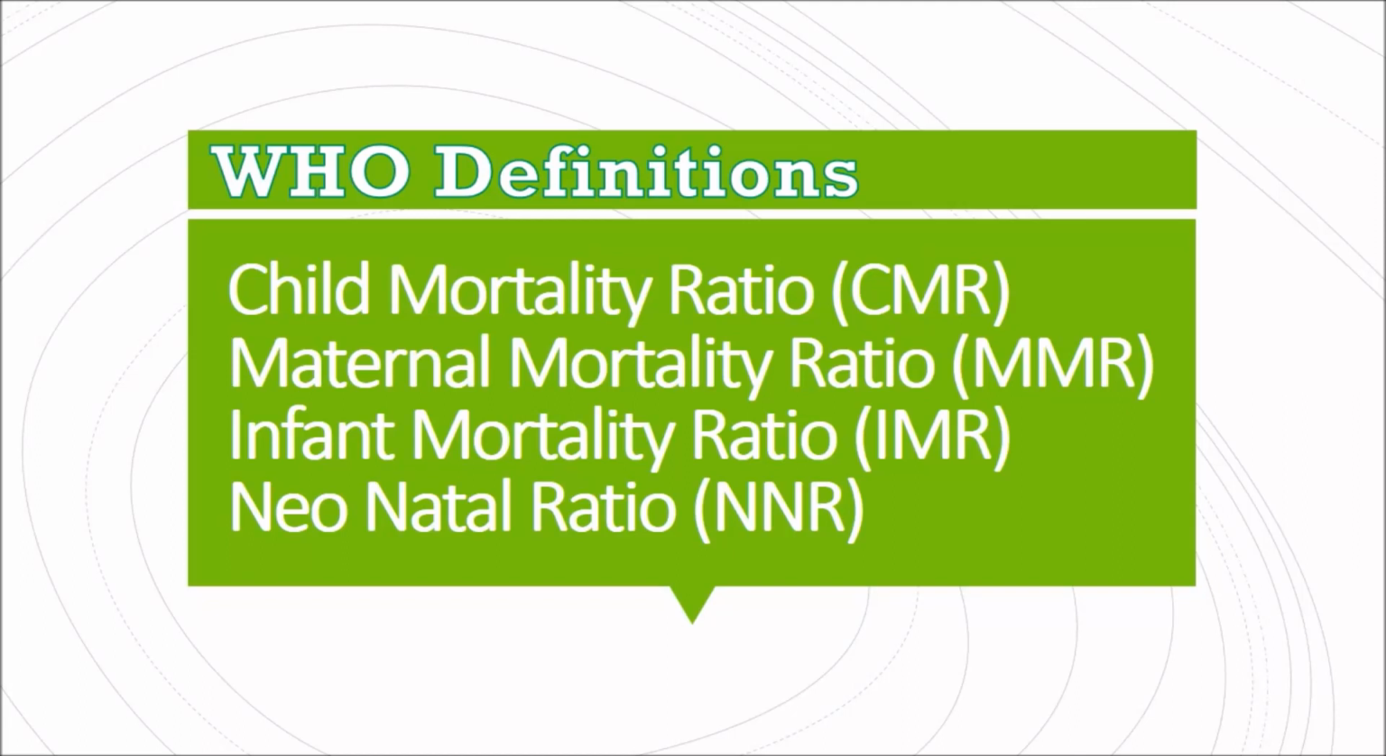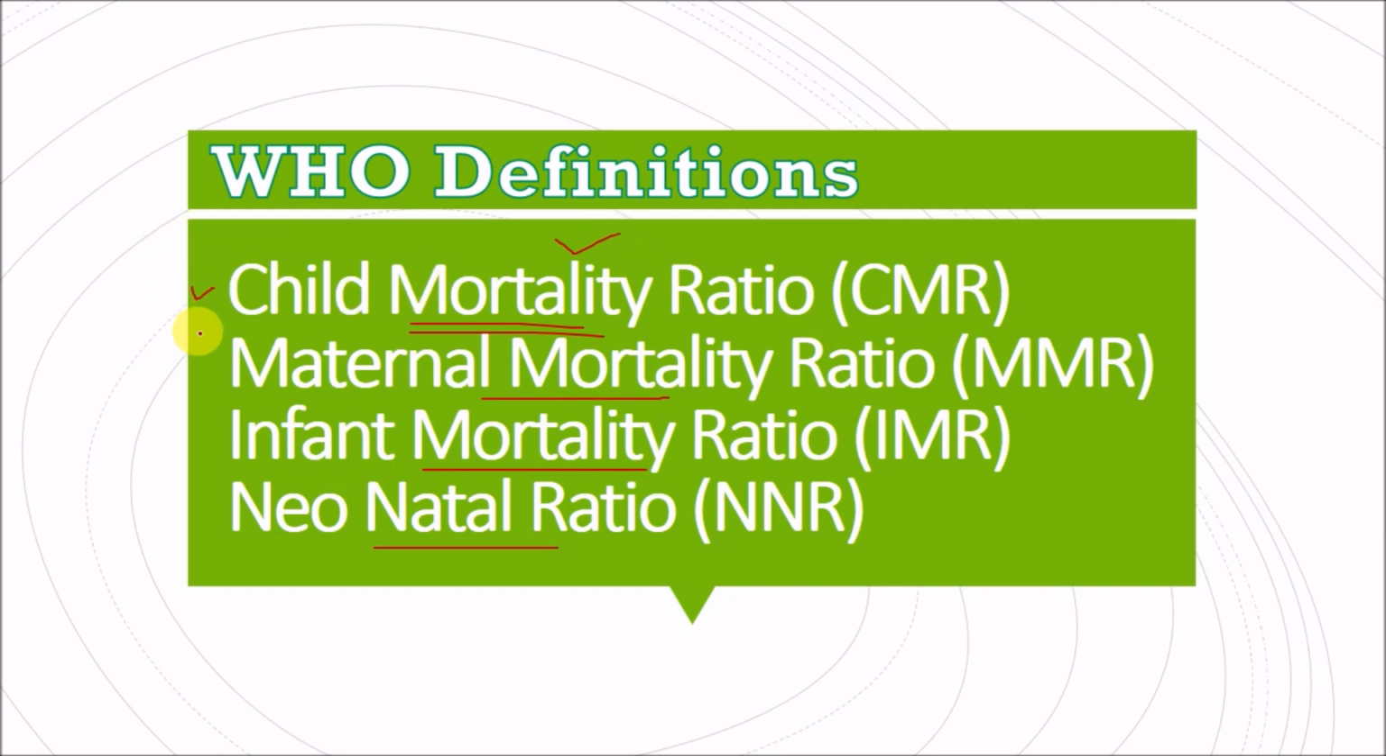In this video, we will discuss some of the WHO definitions. What is child mortality ratio, what is maternal mortality ratio, what is infant mortality ratio, and what is neonatal mortality ratio? As you can see, this word mortality stands for death. Mortal means something that will die and immortal means something that will stay forever, that is eternal. So when we are talking about child mortality rate, maternal mortality rate, infant mortality rate, and neonatal rate, it is something related to death. How many of these individuals are actually dying, that is what we are calculating here.